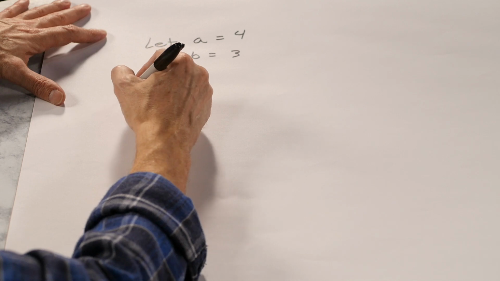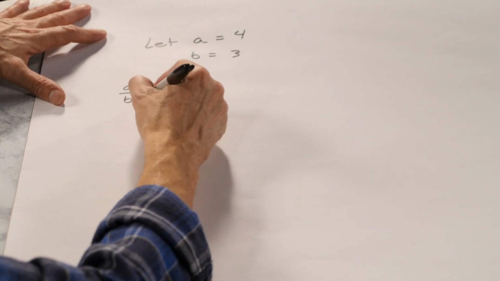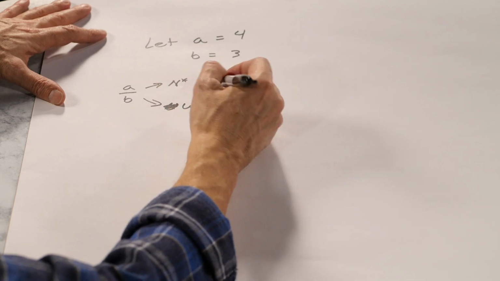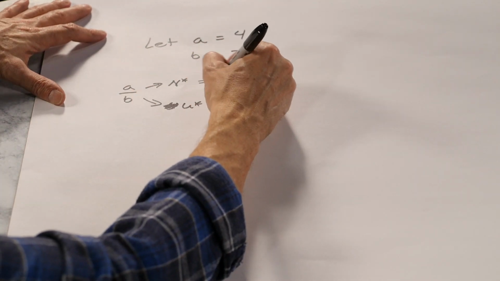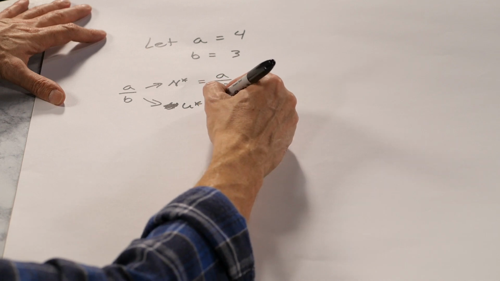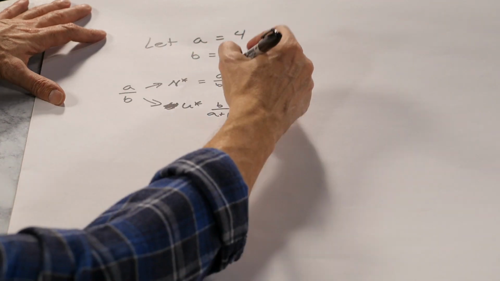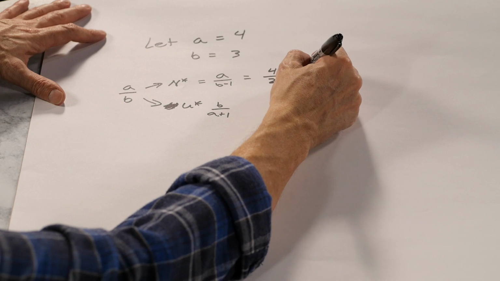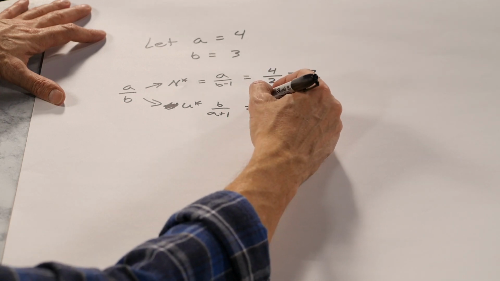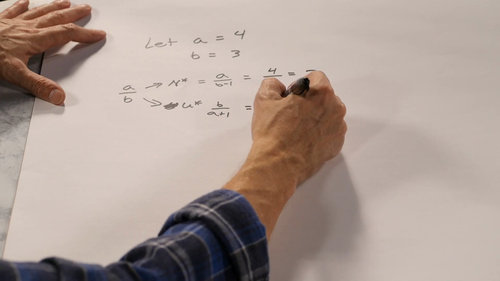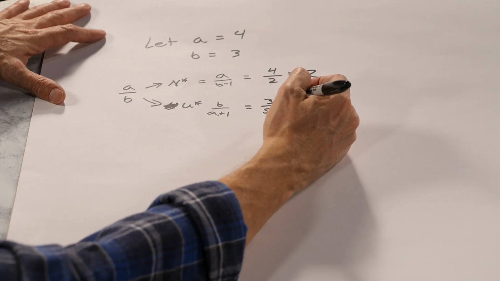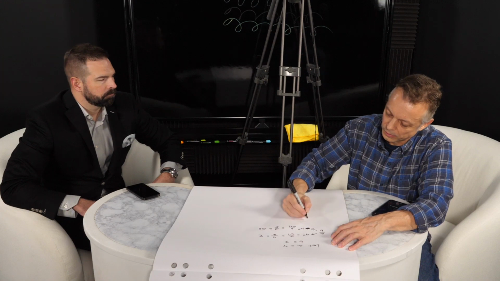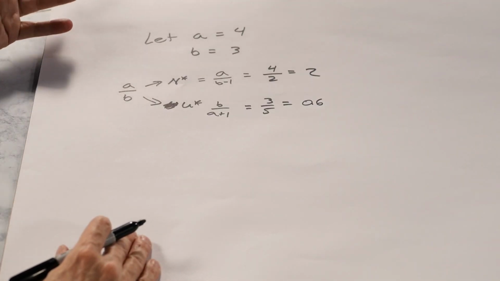So for a over b, we need to find n star and u star. N star was a over b minus 1. U star was b over a plus 1. In this case, we get 4 over 2, which equals 2. And in this case, we get 3 over 5, which is 0.6. Okay. Now, something I forgot to mention was solving for I.